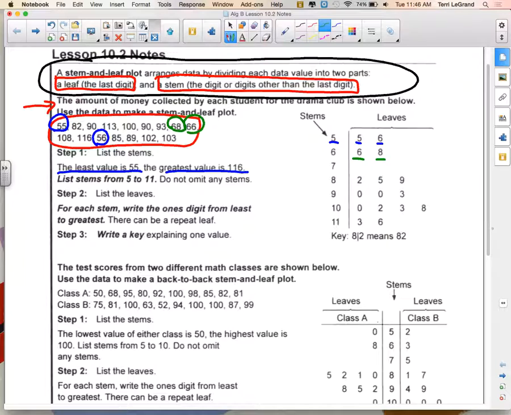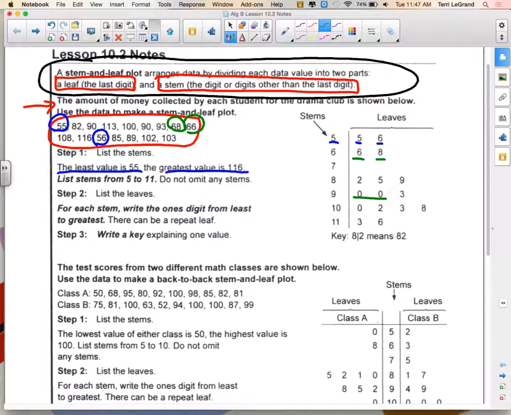Okay, so notice, here's another thing that we got to notice. How come there are 2 zeros there? 90s. Because there's 2 90s. Do we have to account for both of them? Yeah, we do. We account for both of them. If there were 6 students who had collected $90, how many zeros would we have for leaves? We'd have 6 zeros, okay?